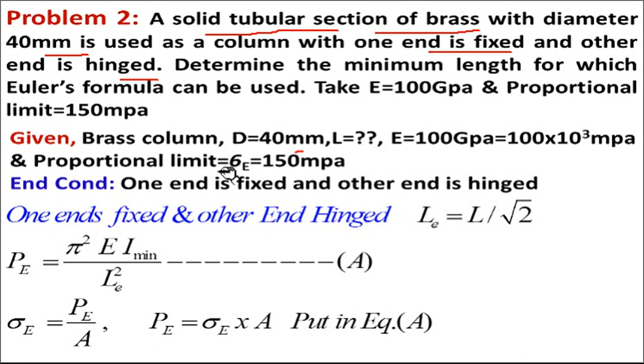When one end is fixed and the other is hinged, the effective length L is equal to L upon root of 2. So this is the effective length. Determine the minimum length for which Euler's formula can be used. And E is given 100 GPa and proportional limit 150 MPa. Proportional limit means what? Here it is the value of stress. And we are solving the problem under Euler's condition. So we can say it is Euler's stress, 150 MPa.